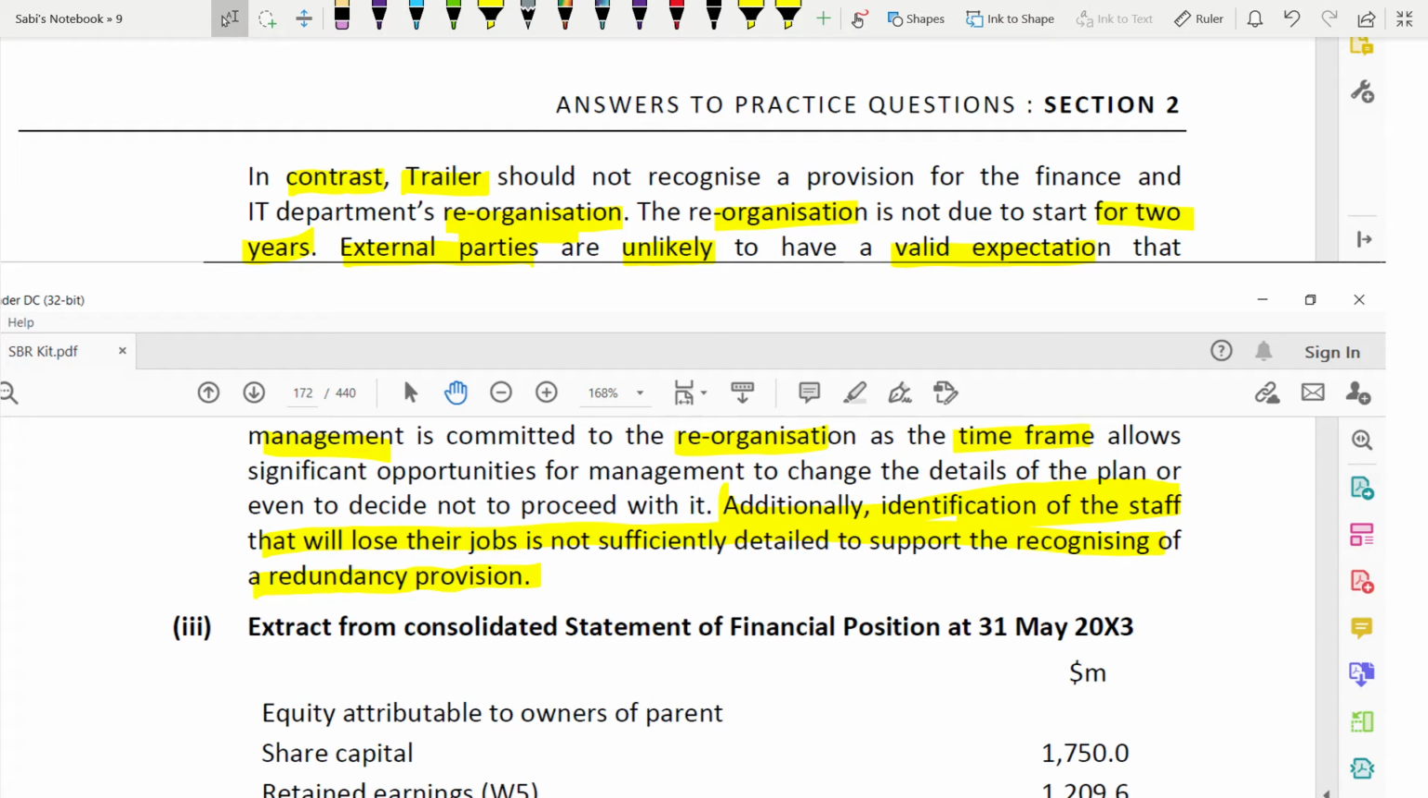Okay. Under 1, a provision is there for employee redundancy, but not for retraining cost. And second part, no recognition at all of a provision. Okay.